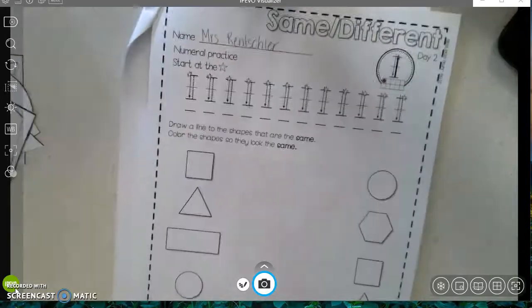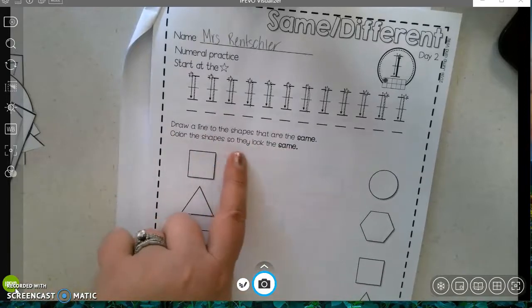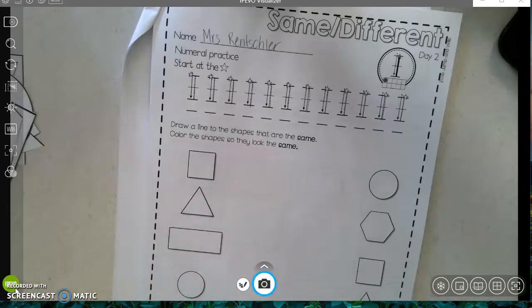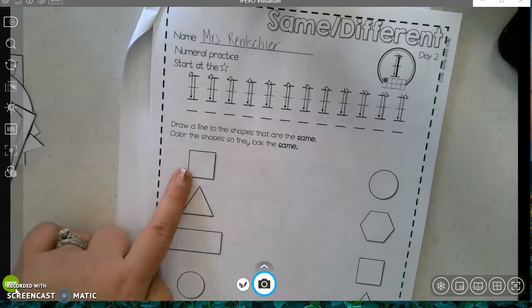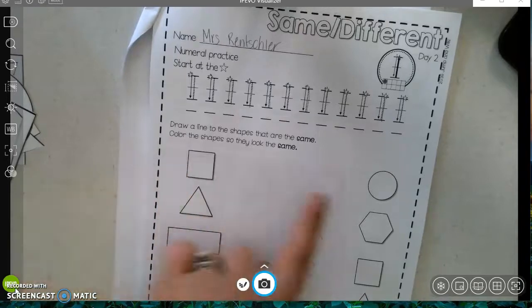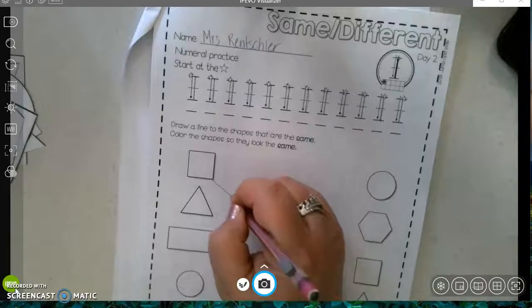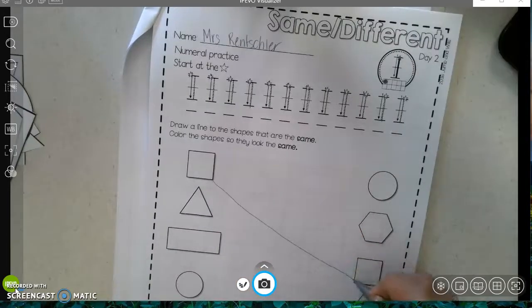All right. Now it says, draw a line to the shape that are the same. Color the shapes so they look the same. So the first thing that I'm going to do is I'm going to say, oh, I know this shape. This is a square. I'm going to find the square over here. Oh, I found the square. I'm going to draw a line to it.